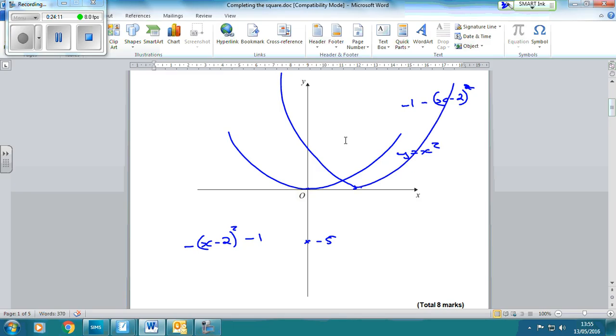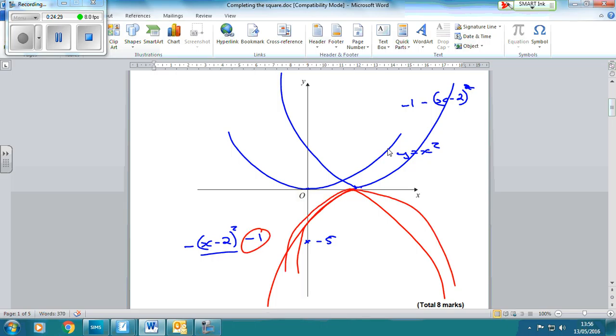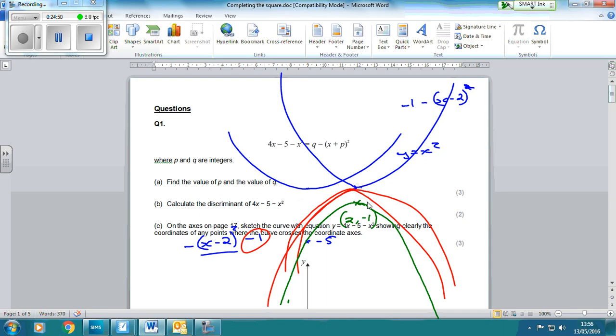Then you've got to use this minus, which is in front of the brackets. So if you've got a minus in front of that bracket, it means it's going to reflect it. So it's going to look something like that, except more curvy. And then you've got this minus 1, so then it goes down by 1. So then what you end up getting is something that looks like that. This point here is going to be 2 across and then minus 1. Okay, and that is the revision video on discriminant and completing the square.